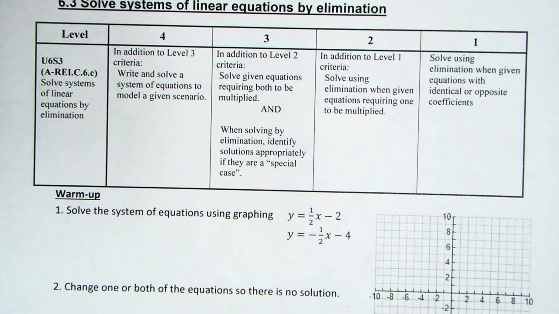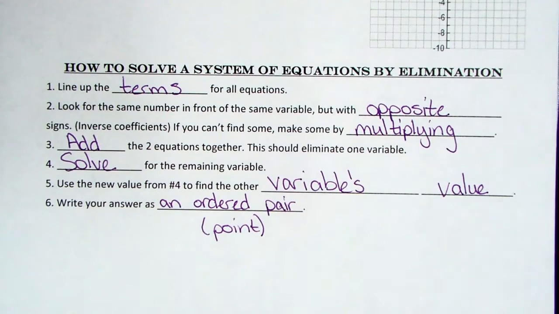Level 3 says that both equations will need to be multiplied, and you'll also need to be able to do special cases. And finally, Level 4 is that we need to be able to write a system of equations to solve a real-world problem, and then solve it. You may want to pause the video to write down these fill-in-the-blank items.